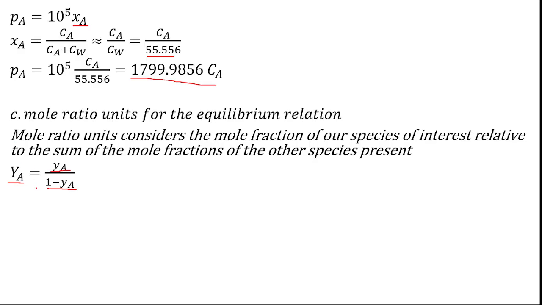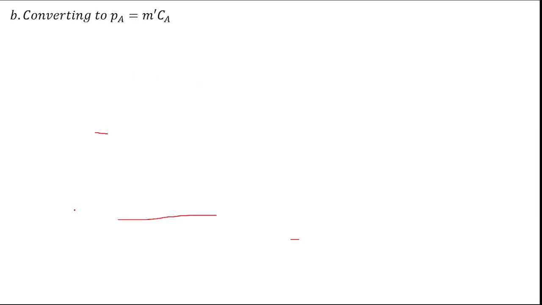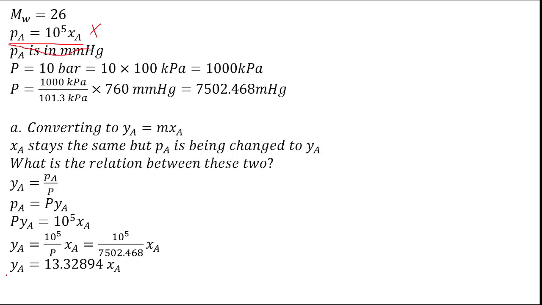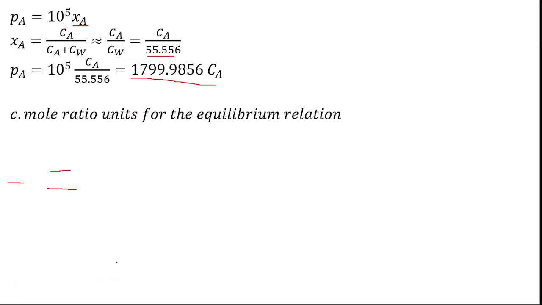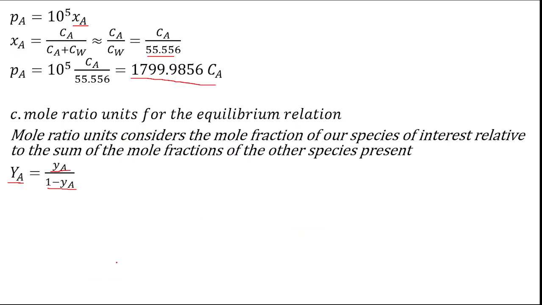You realize previously we had an expression. Let me go back so that we see. Previously we had an expression over here: Ya is equal to 13.32894 XA. Our mole ratio is in terms of Ya, and we can get one in terms of XA. So what we want to do is, from this mole ratio relation, make small ya the subject. And how do we do that? We want to make it the subject so that we can put it back into the original equation.